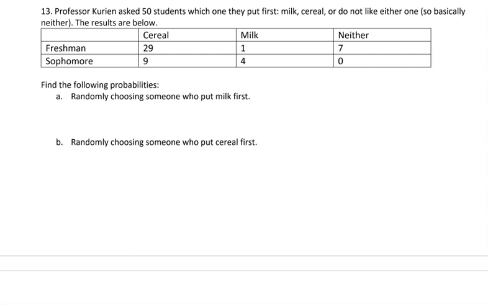So, what's the probability of randomly choosing someone who puts milk first? So, keep in mind, milk first is this entire column. So we know there's 50 students total in the survey, so we know it's going to be out of 50, but we don't put the 1 or the 4. We actually need to add these up because there's a total of 5 students that put milk first, 1 freshman and 4 sophomores. So that's 5 total students. Divide both those by 5, and we get 1/10.